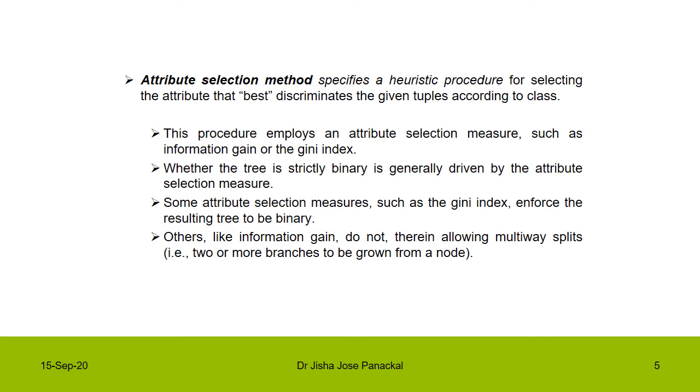So the attribute selection method is used for selecting the attribute that best discriminates the given tuples according to class. In the given example, we have selected age as the first root attribute or the first decision attribute. It is based on the selection using some measures. You will see how we are selecting such attributes for splitting the class tuples.